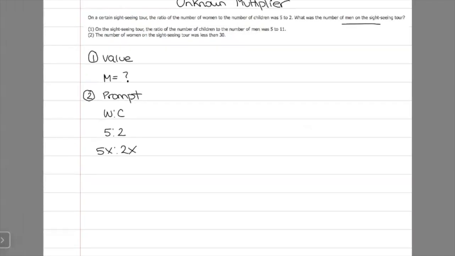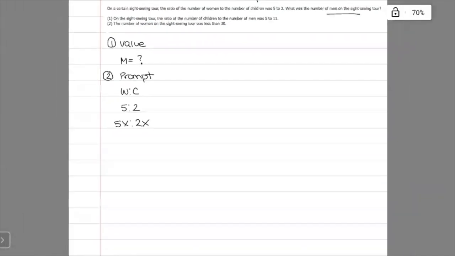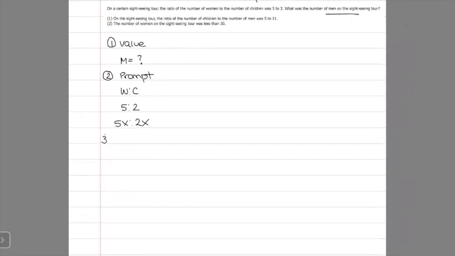So far we don't know anything about the men, so the prompt is not very useful. If we look at the statements, I would probably start with the simpler one first. It doesn't matter too much, but the second one is a little bit simpler just because it only talks about the women. If we start with that one, we know that women is less than 30. So using what we just wrote above, women can be represented as 5 times x. So 5 times x is less than 30.